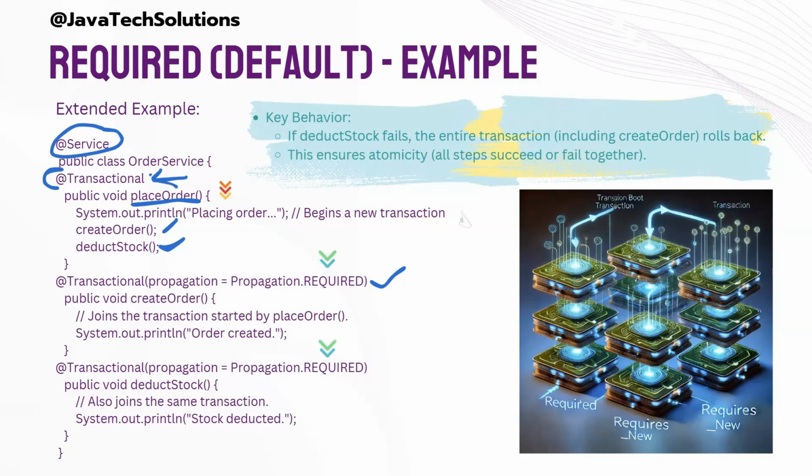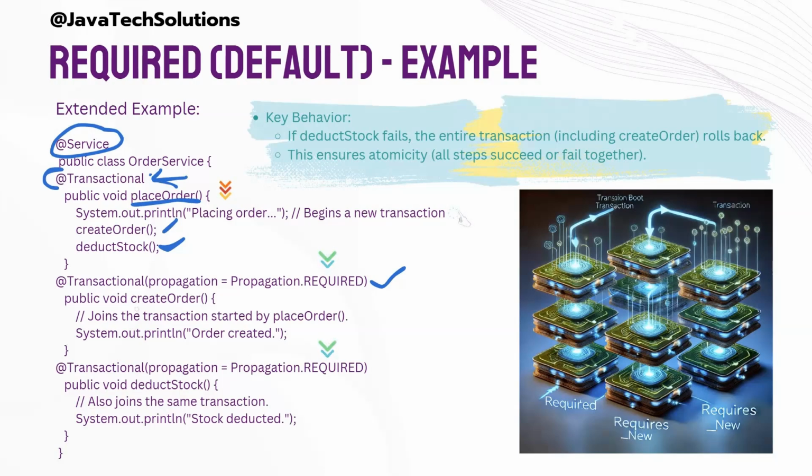So what is the benefit of this one? What will be the benefit, right? The benefit will be consistency. It ensures all methods involved in the transaction either commit or roll back together, which means it maintains the consistency of the transaction. Another benefit will be simplicity. Simplicity means it is suitable for scenarios where a single transaction boundary is sufficient.